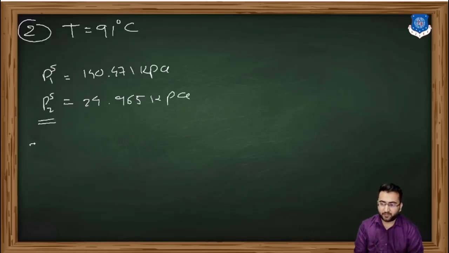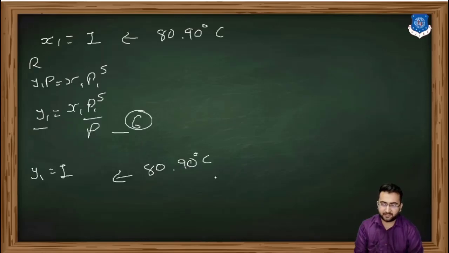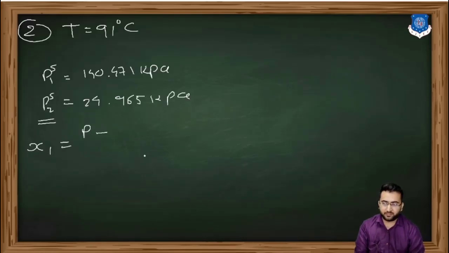Similarly, now using this P1 saturated and P2 saturated in equation number 5. What is equation number 5? x1 is equal to P minus P2 saturated upon P1 saturated minus P2 saturated.